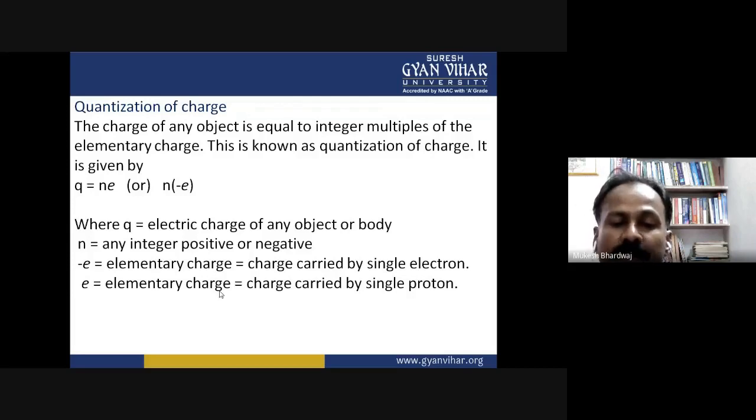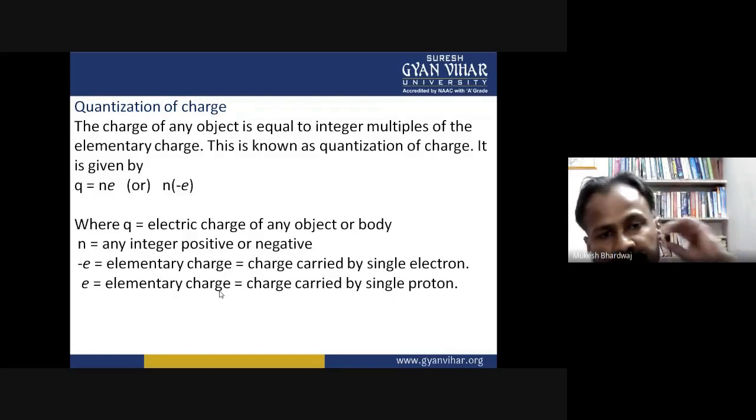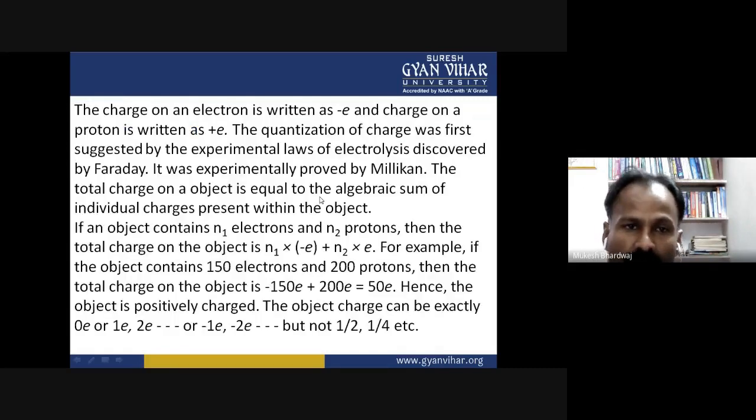Just as Newtonian mechanics does not correctly describe the behavior of matter on an atomic scale, the classical theory of electromagnetism also fails to describe the behavior of charge on the atomic scale. So we simply say that Q = ne, where Q is the electric charge of any object or body, and n is any integer, positive or negative, where minus e is the elementary charge carried by a single electron, and e is the elementary charge carried by a single proton. The charge on the electron is written as minus e, and the proton's is positive.